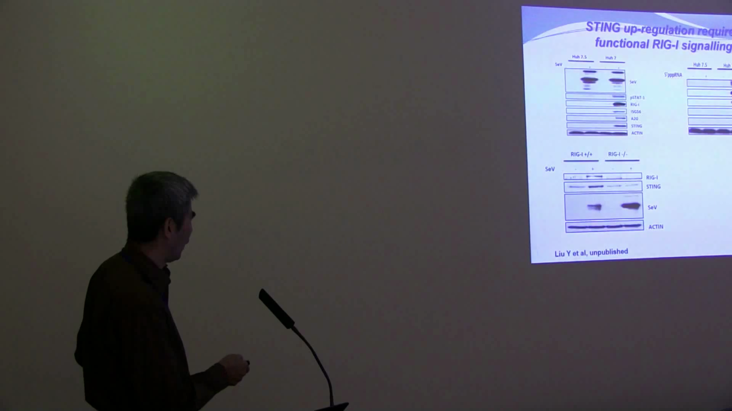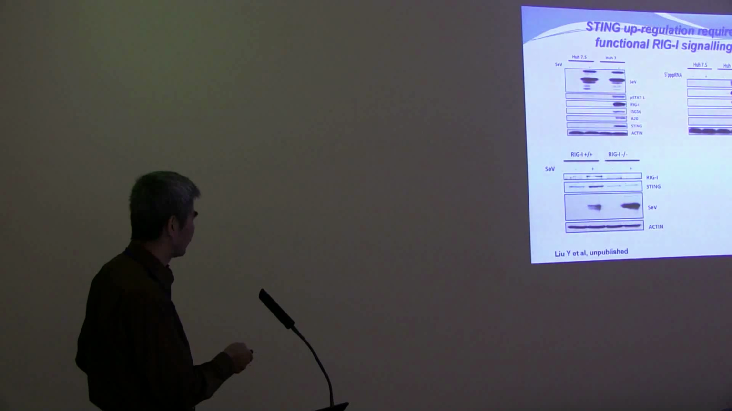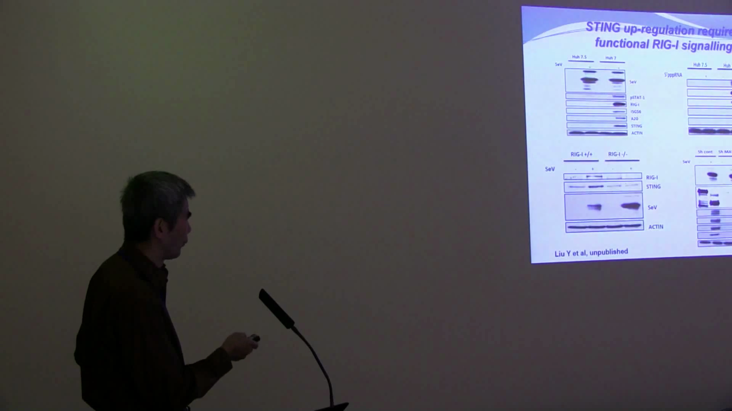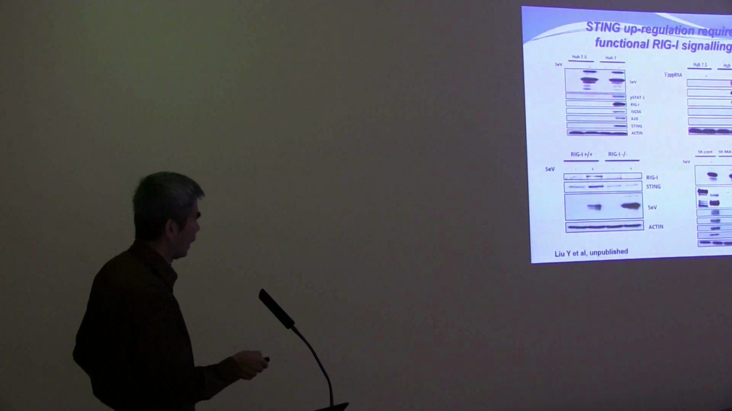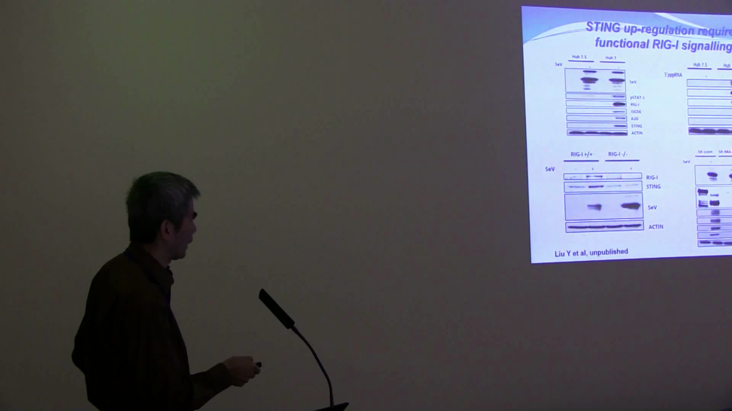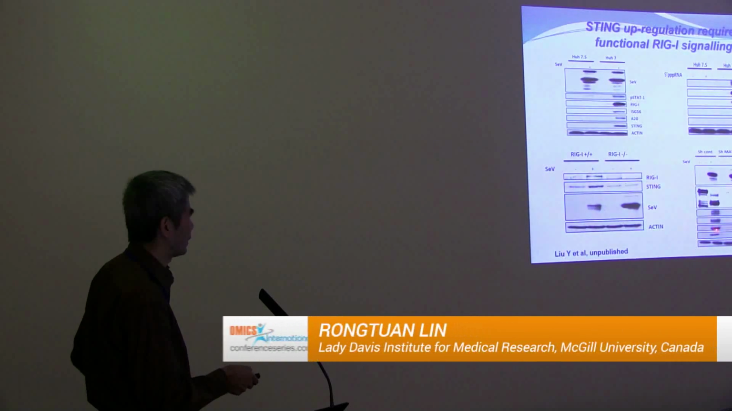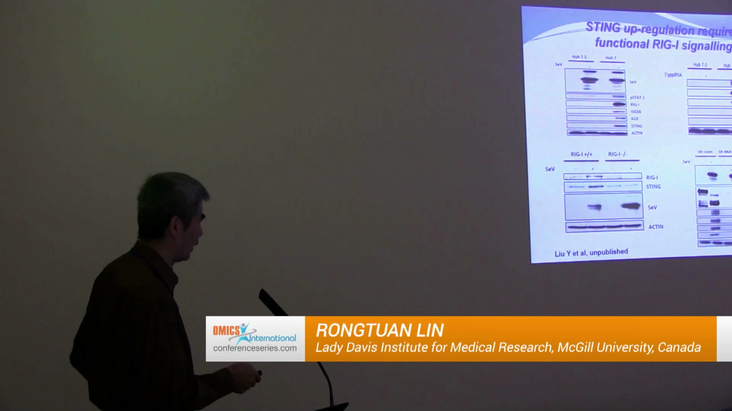Also, in MEF cells, STING can be induced by Sendai virus in wild-type MEF, but not in RIG-I knockout MEF cell. And finally, we know MAVS is an important adaptor protein in the RIG-I signaling pathway. So in A549 cell, when we use siRNA to knock down MAVS, it will block virus-mediated activation of the induction of STING.